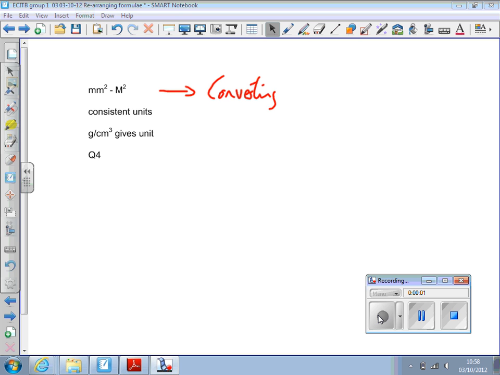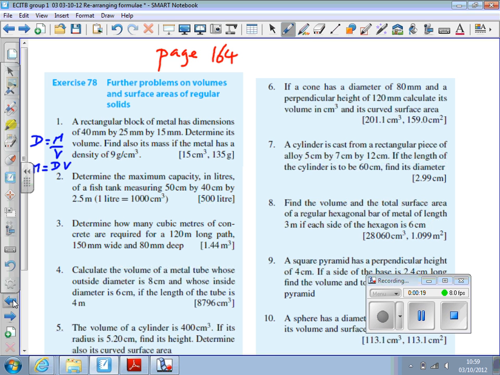So converting from square units to cubic units, we can't just use the fact that there's 1,000 millimetres in a metre, because it's a square metre. So you have to take that into account. That comes up in all the questions in this exercise that you've been looking at.